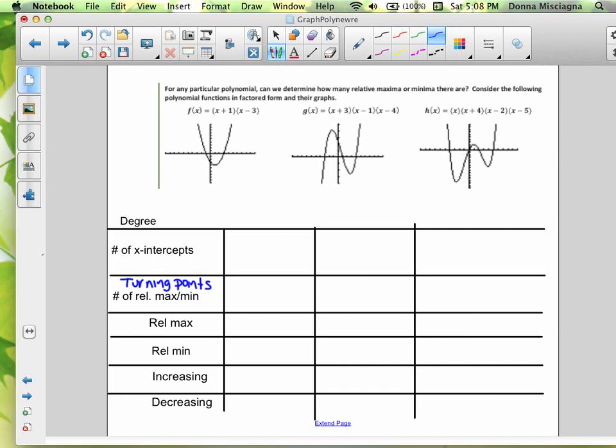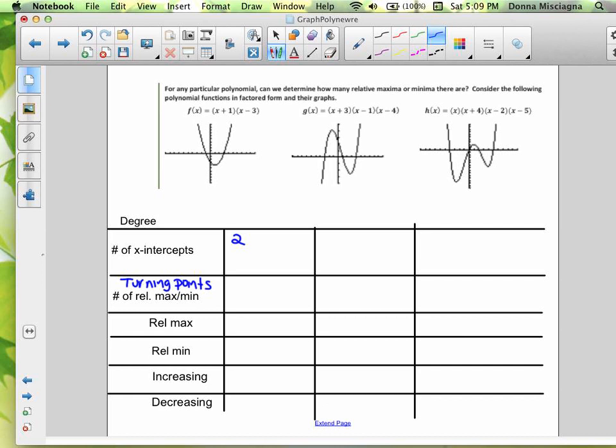All right, so number of x-intercepts. Let's look at the first one. f of x equals x plus 1 times x minus 3. How many factors do you see? Right? And notice that all those factors are x. They're not x squared. So each one of them is going to count for an x-intercept. The number of x-intercepts we have is 2. There are 2 x-intercepts because there are 2 factors. All of our factors here are linear factors, which means there's no x squared, so each one of them counts for 1 x-intercept.